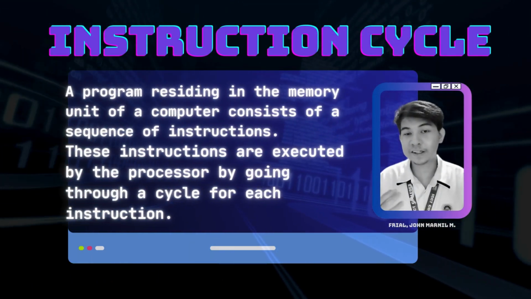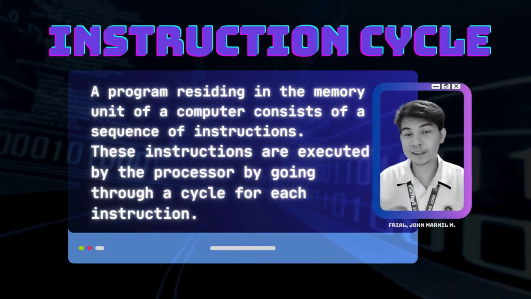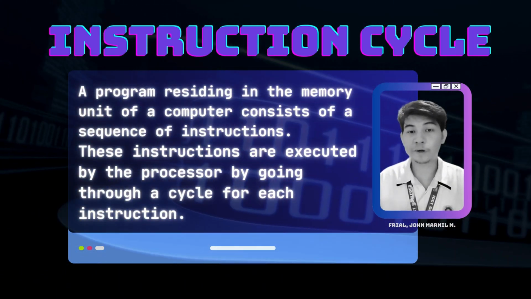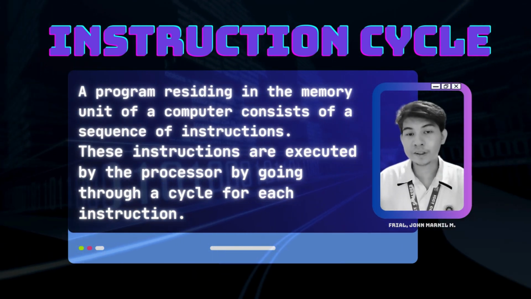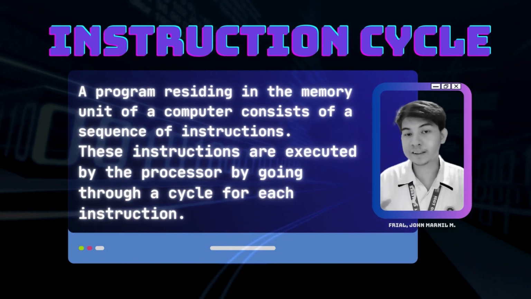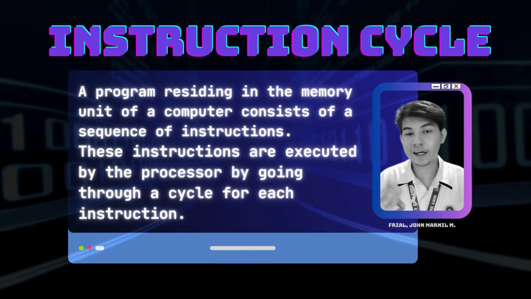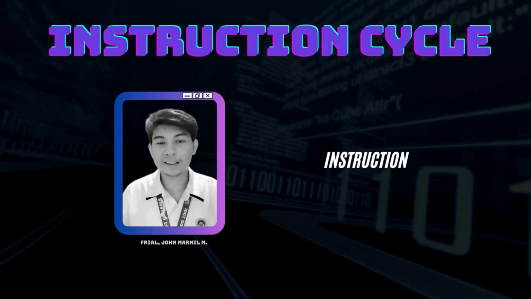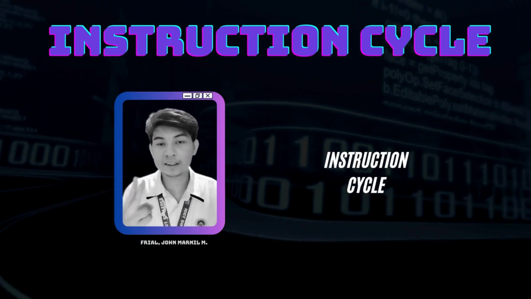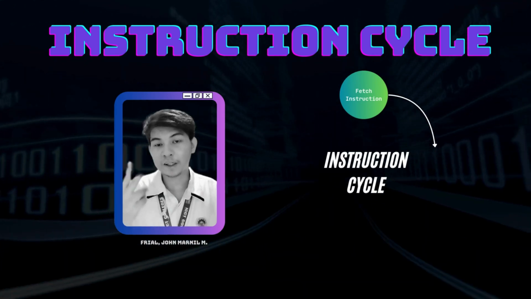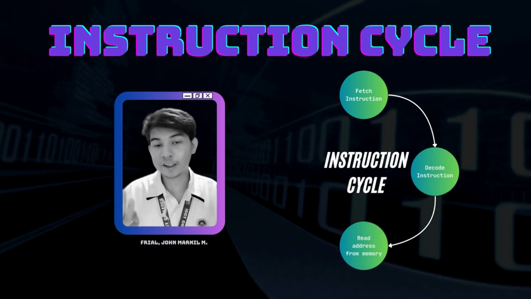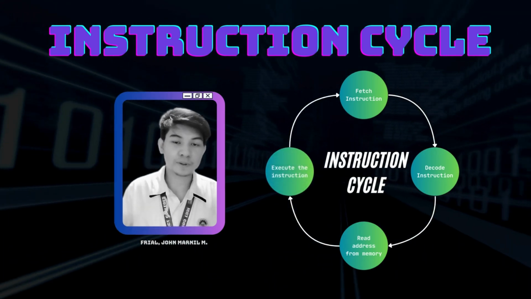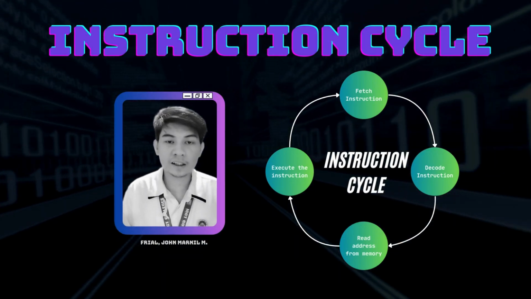A program residing in a memory unit of a computer consists of a sequence of instructions. These instructions are executed by the processor by going through a cycle for each instruction. In a basic computer, each instruction cycle consists of these phases: fetch, decode, read, and execute, and it repeats in a cycle. Instructions consist of two parts: the instruction itself and the memory address. So it fetches the instruction from memory, decodes the instruction, then reads the effective address from memory, and lastly, it executes the instruction, and it repeats in a loop until there are no more instructions left in the memory.